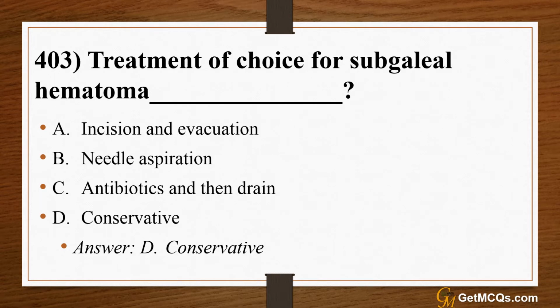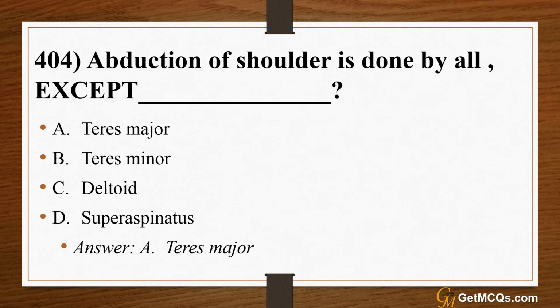403. Treatment of choice for subgaleal hematoma? Answer: D. Conservative. 404. Abduction of shoulder is done by all, except? Answer: A. Teres major.